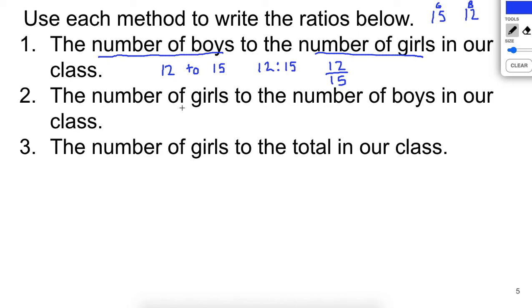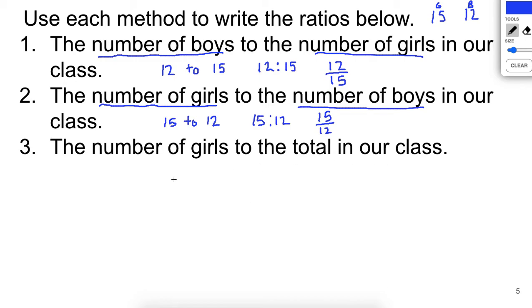So let's go with this next one, the number of girls to the number of boys. So this one wants the number of girls first, and then the number of boys. So the girls is 15, so it would be 15 to 12. So even though we're using the same numbers, these are very different ratios. So 15 to 12, because it's asking us the quantities, the order of the quantities is different. So number of girls to boys is 15 to 12. So the 3 ways we could write it is using our word to, so 15 to 12, using the colon, we still again would say 15 to 12, and 15 over 12.